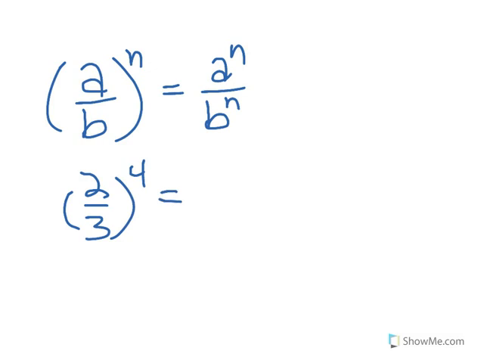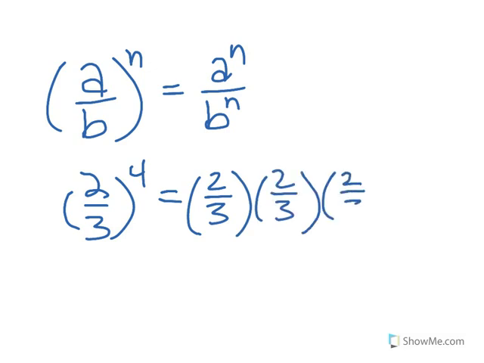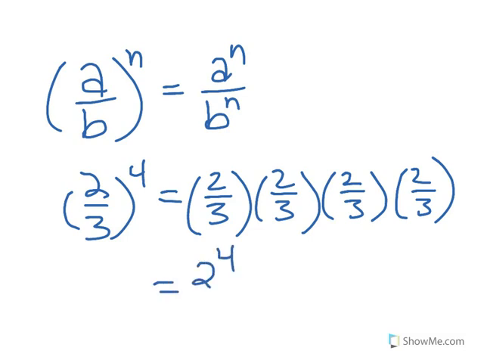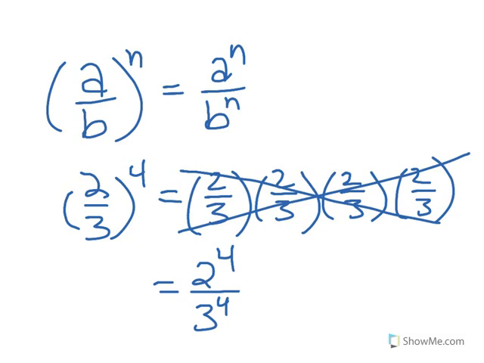Well, if we didn't have this little property, what would we do? We would take 2/3 times 2/3 times 2/3 times 2/3. Well, we know that when we multiply fractions, we multiply the numerators together, we multiply the denominators together. The effect of this, then, is that we would take 2 to the 4th power and divide it by 3 to the 4th power. We don't need to do this anymore. We now know what will happen. 2 to the 4th is 16, 3 to the 4th is 81.